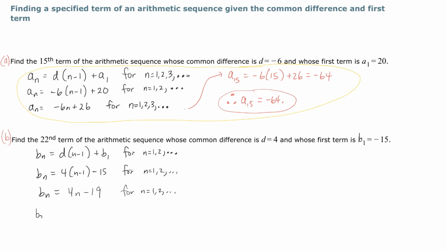Let's find b sub 22. In this case, it's 88 minus 19. Oh, yeah. 88 minus 19. How much is that? Why don't you take 88 minus 20, which is 68, and then add 1, so 69. All right. Therefore, b sub 22 is equal to 69. So even though this is the final answer, go ahead and circle all your work as well.